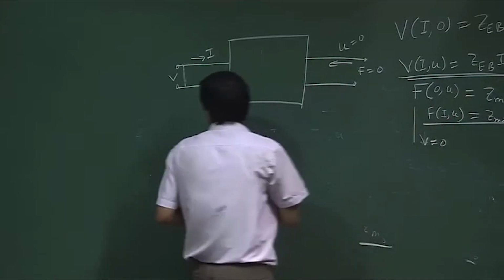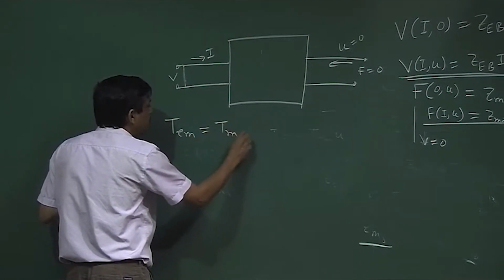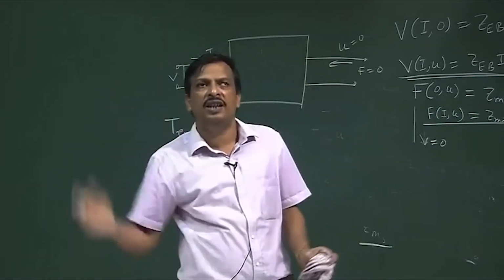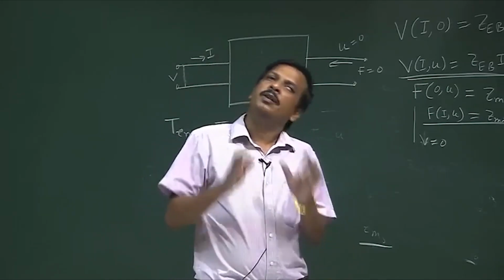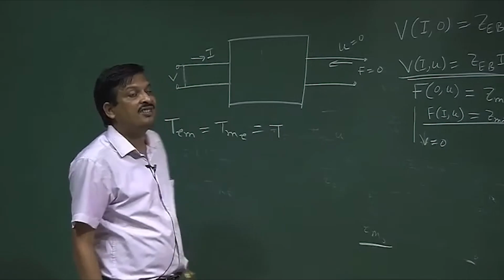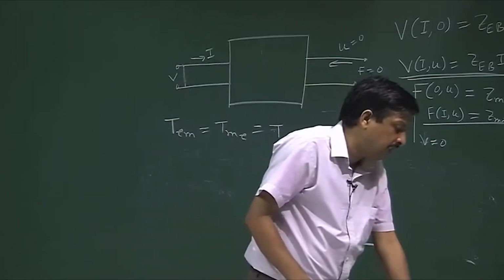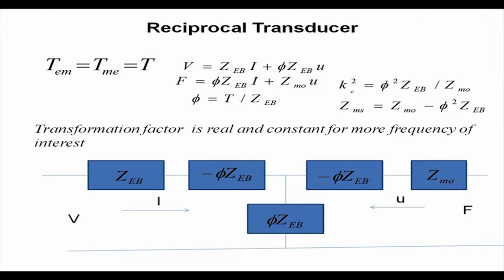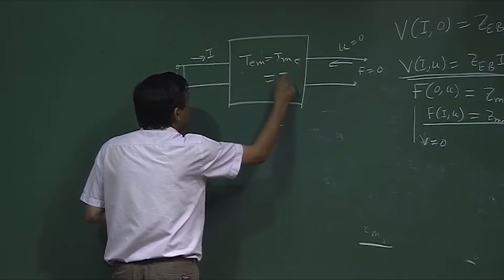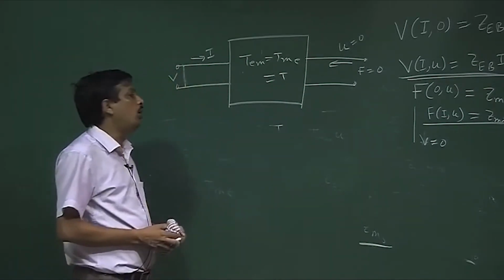Those two conditions are: either TEM may be equal to TME. That is, the electrical-to-mechanical and mechanical-to-electrical transduction coefficients may be equal. If they are equal to T, then we call it reciprocal transduction. If it is reciprocal transduction, then what will happen? Let us take this transduction as reciprocal. In that case, TEM equals TME equals T. Mechanical side to electrical side, and electrical side to mechanical side, both are the same.